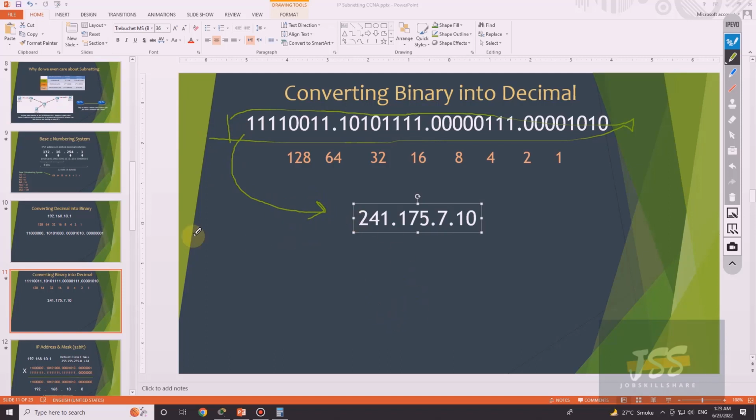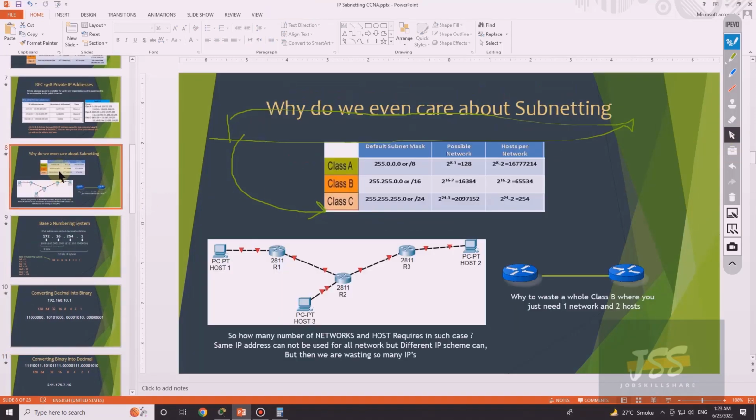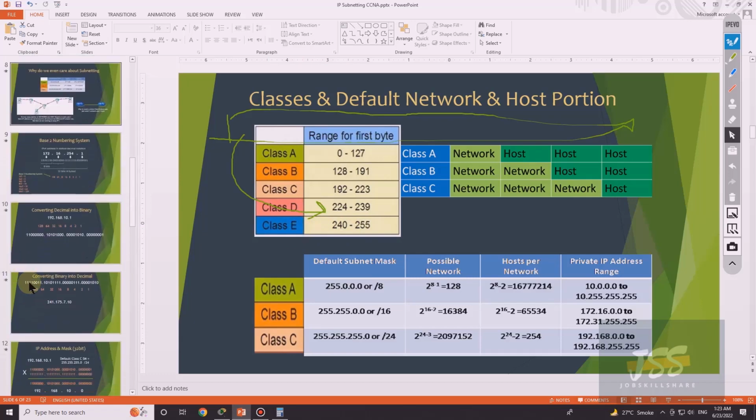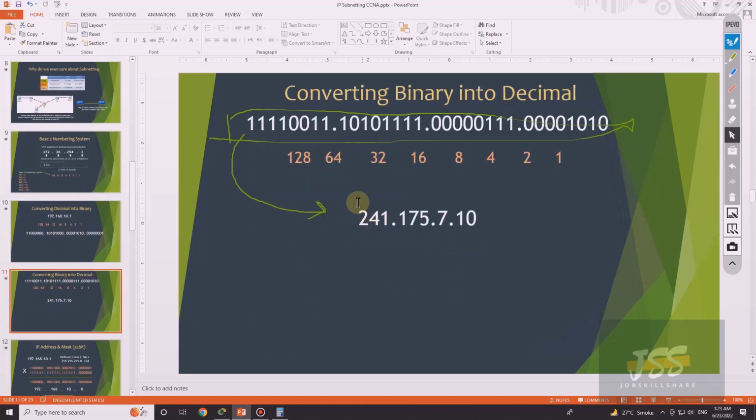So this 241 falls into which class category? If I correlate with our table, as you can see, 241 exists in class E. I did this without any intention. I just put in random values so we can come up with one IP address which belongs to the class E range, which is not being used. So you cannot use this IP address, by the way.